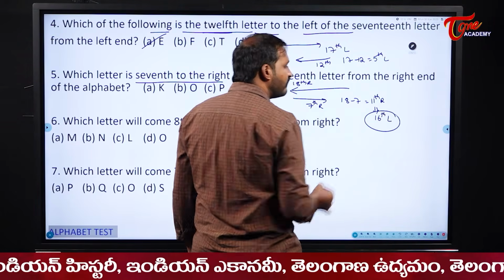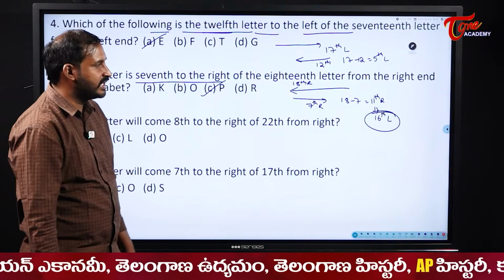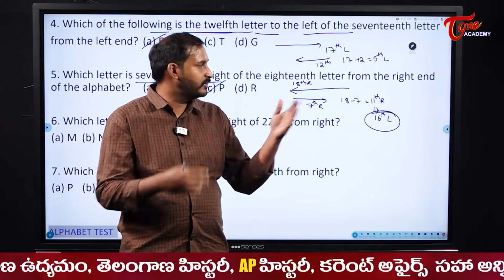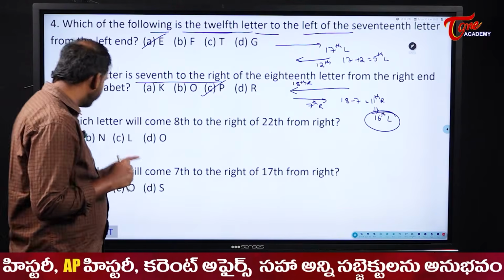What is 16th alphabet from left? P. P is the 16th alphabet from left. So our answer here becomes what? P. See, if we move in the same direction we will add it. If we move in opposite directions we will subtract it. Just remember, that's it. Okay, next one.